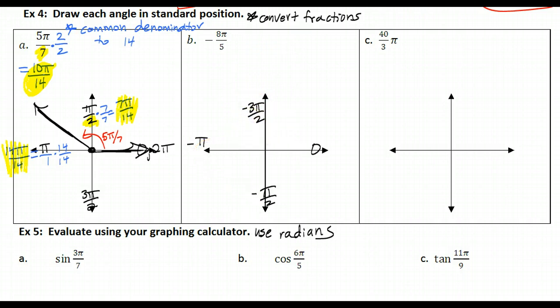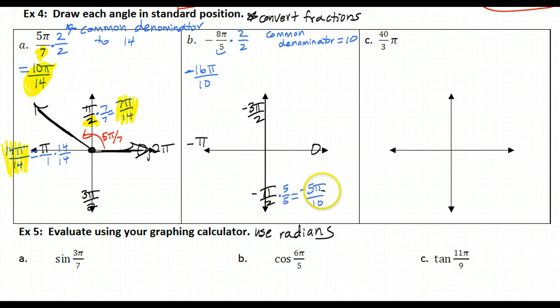Now, every single time I graph one of these, I'm going to need a different common denominator. This time, I've got a 5 on bottom here, so between 5 and 2, my best common denominator would be 10. So this time, I'm going to convert them all so they have a 10 on bottom. To make this one have a 10 on bottom, I'm going to multiply by 2 over 2, so I get negative 16 pi over 10. Now when I try to convert these, again I want a 10 on bottom. So for this one, multiply by 5 over 5 to make it a 10 on bottom.